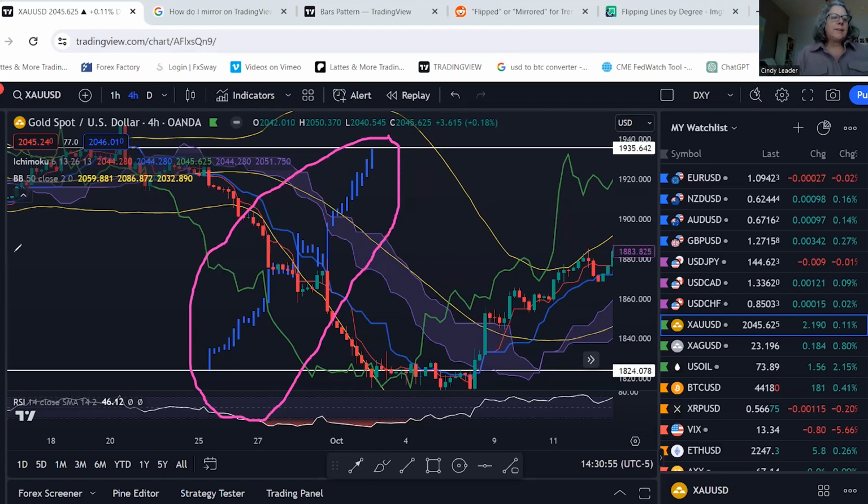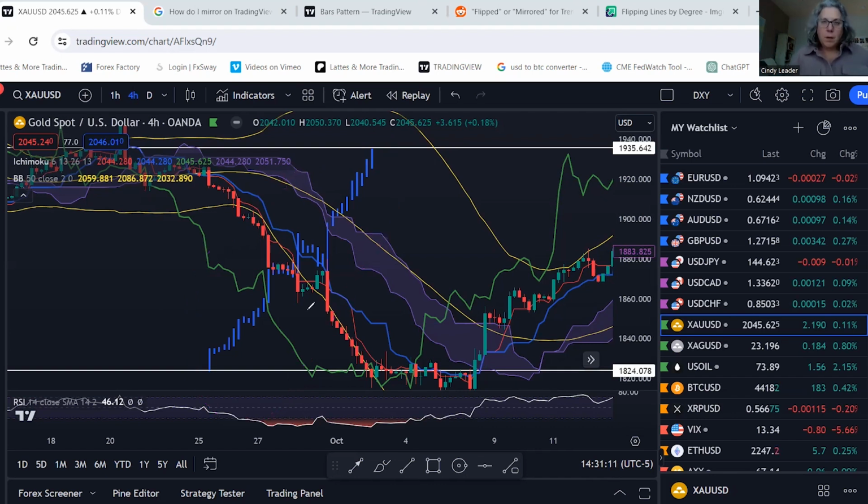So let's get over to this tool. Okay, phew. I thought it was going to erase all my drawings, and that was just the annotation tool. So this is called the mirror or flipped image. And you can grab that in your toolbar over here.